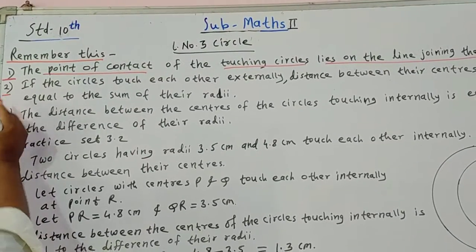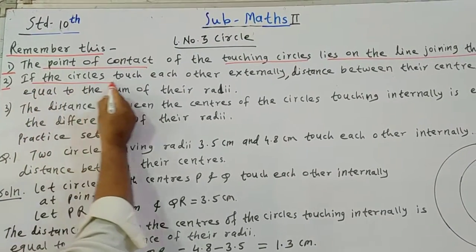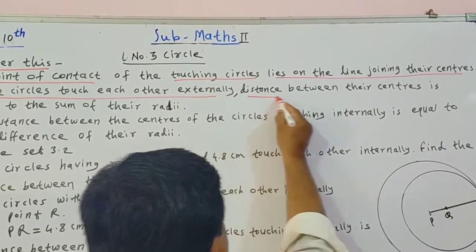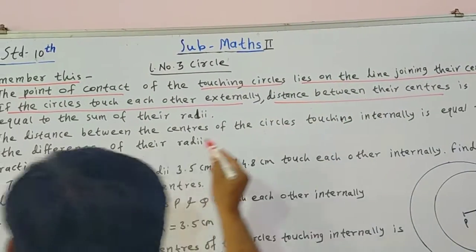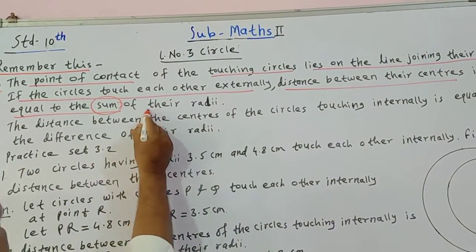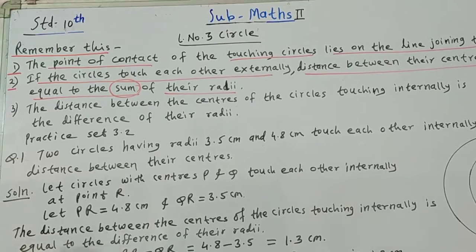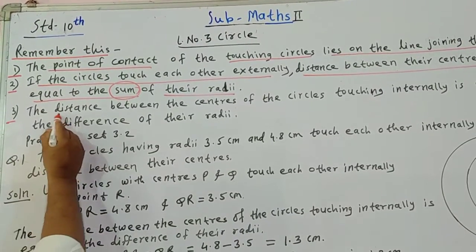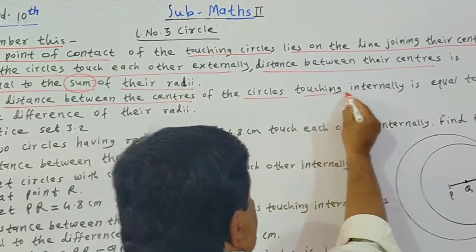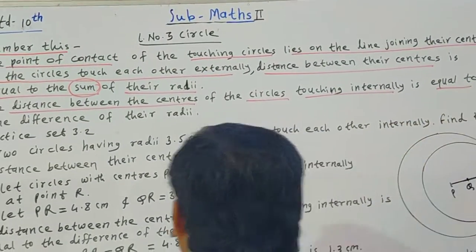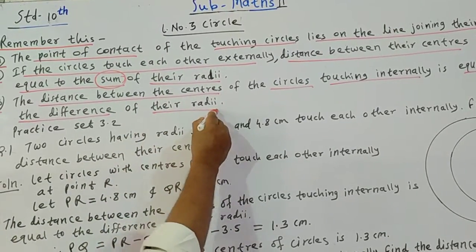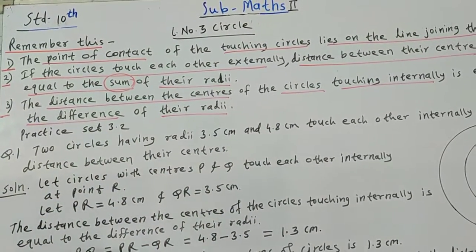Then second point is if the circles touch each other externally, then the distance between their centers is equal to the sum of their radii. Third point is the distance between the centers of the circles touching internally is equal to the difference of their radii. So these 3 points are very important.